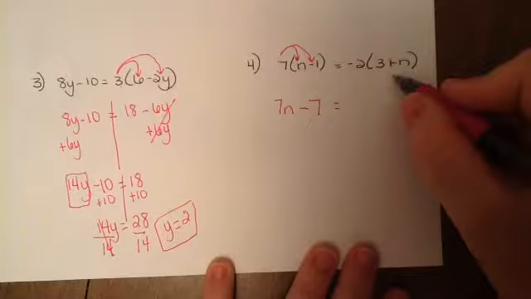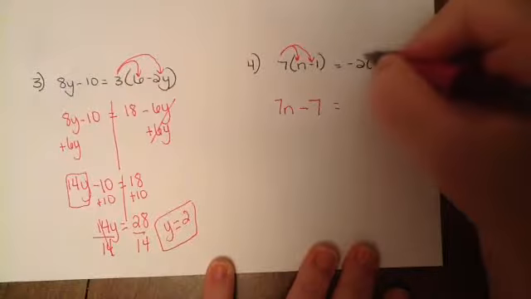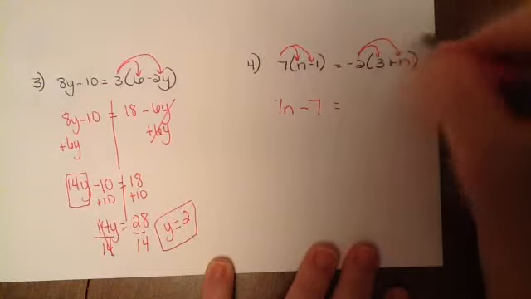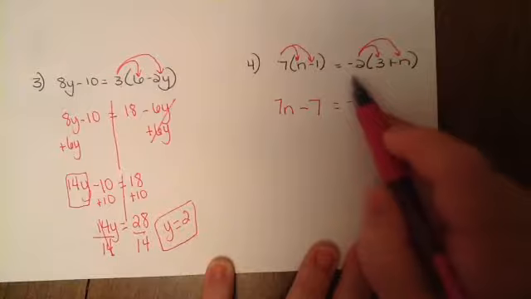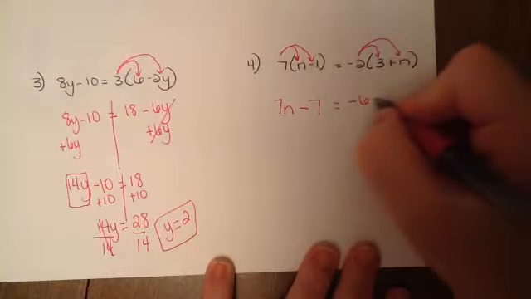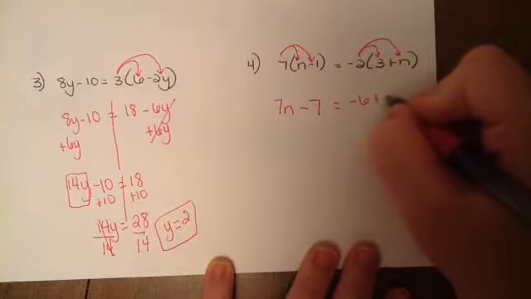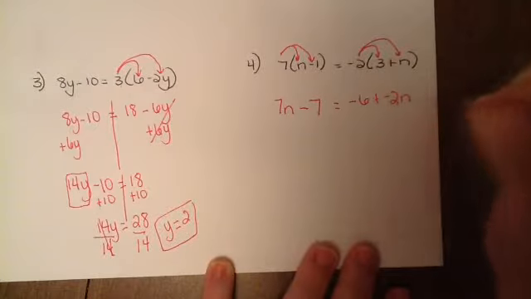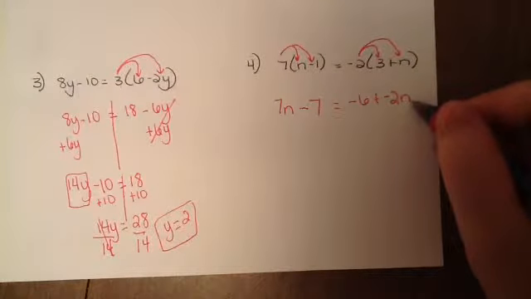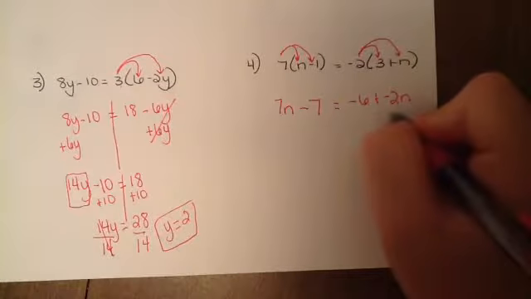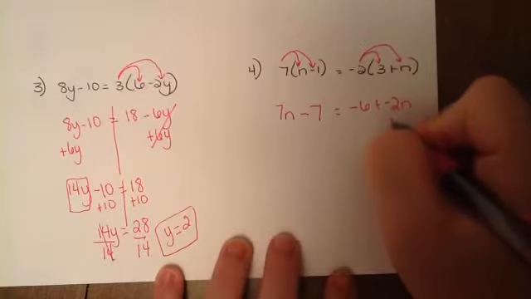I have parentheses over here as well, so what do I have to do on this side? Distribute as well. -2 times 3, -6. -2 times +n plus a -2n, or a -2n. Move our variables over. How do I get rid of a -2n? Plus 2n.